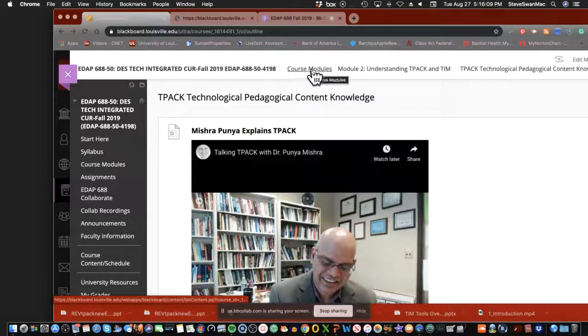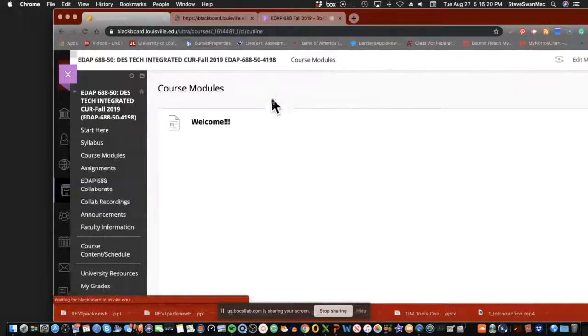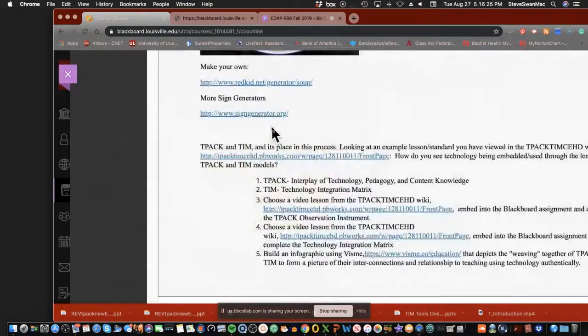Now, let's get to how we're going to do this. What is going to be your way of demonstrating your understanding of all of this? Let's go back to the module and look at what Steve has on here for us to do. He's asking that you choose a video lesson from our TPACK TIM CEHD wiki, which is located at PB Works. Then use the TPACK observation instrument. We'll take a look at that in just a sec. You're going to watch it, and then score it on the instrument.